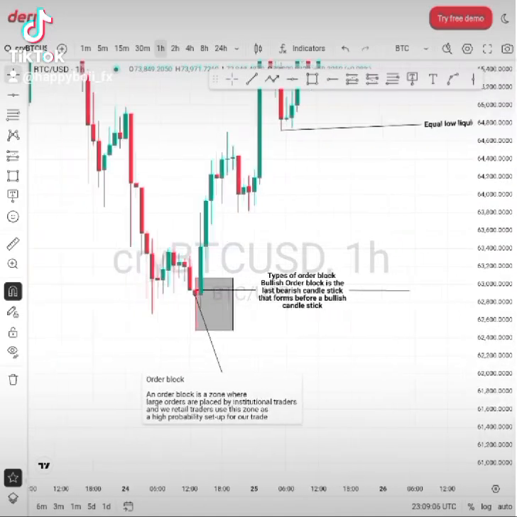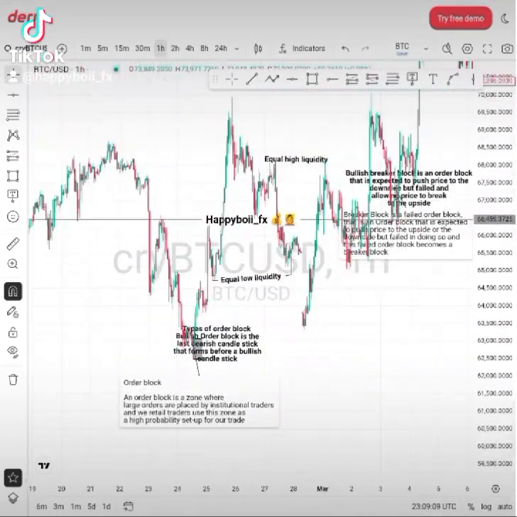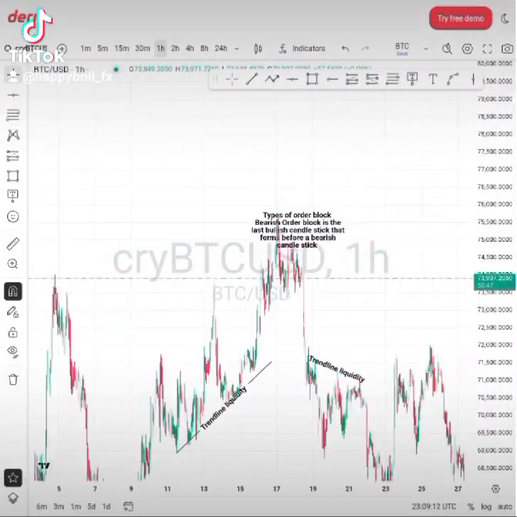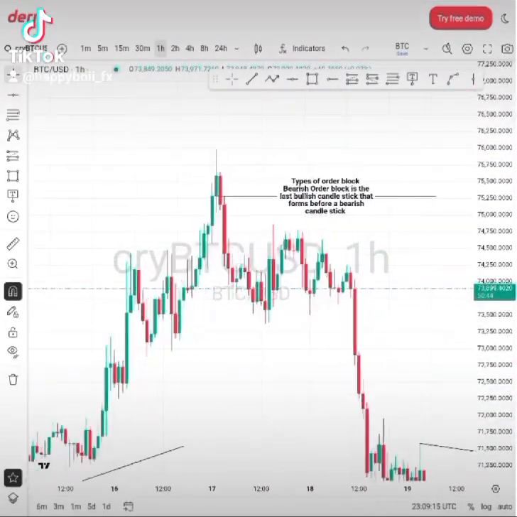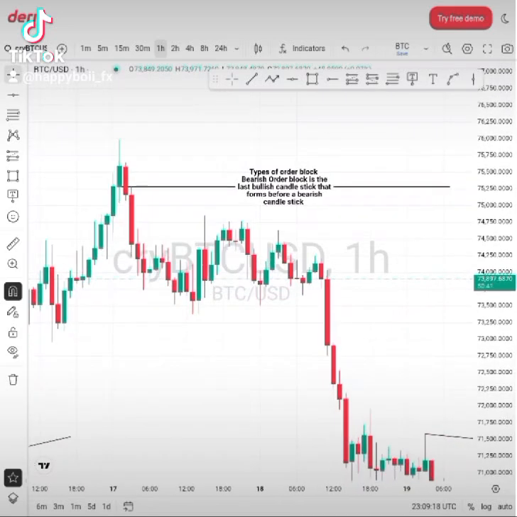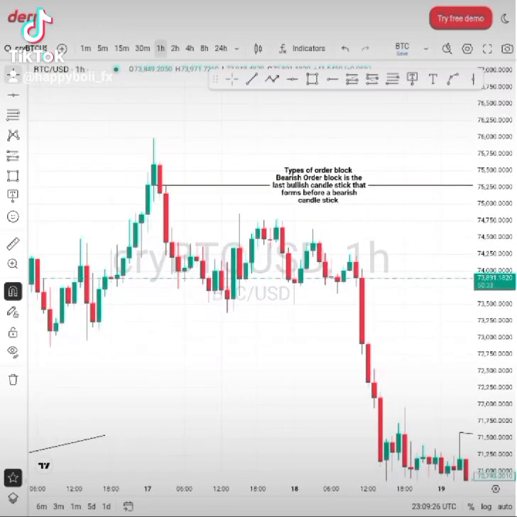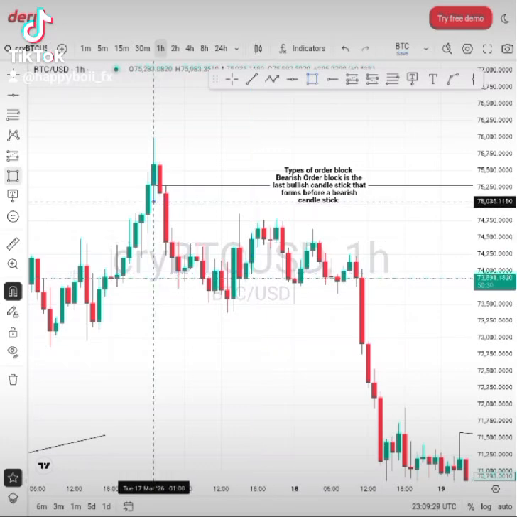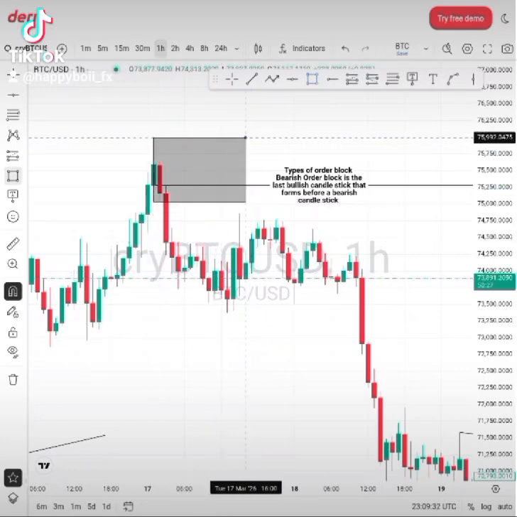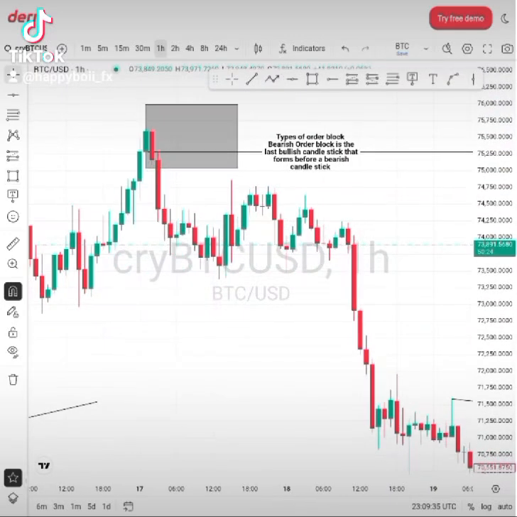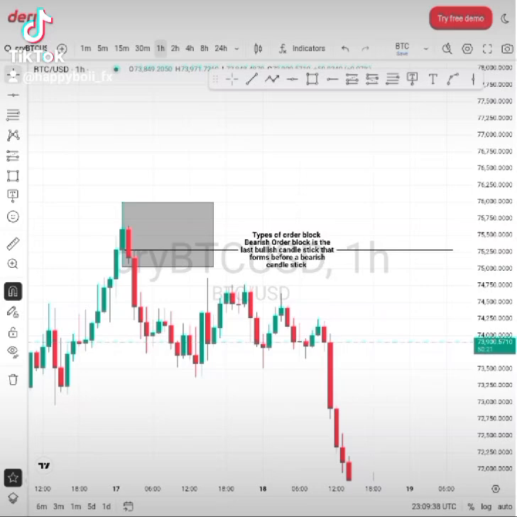So then let me show you guys an example of a bearish order block, which is right here. The bearish order block is the last bullish candlestick that forms before a bearish candlestick, which is this right here. The last bullish candlestick that forms before a bearish candlestick, which is it right here.